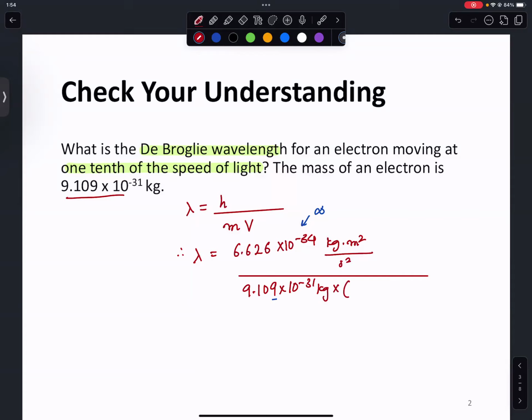Times, it tells you it travels at 1/10 of the speed of light. So here is 1 over 10 or 0.1 times 2.998 times 10 to the 7th. This also has infinite sig figs. And in this case, I get 2.42632571 times 10 to the negative 11 meters. And if I'm rounding to 4 sig figs, this gives me 2.426 times 10 to the negative 11th meters.